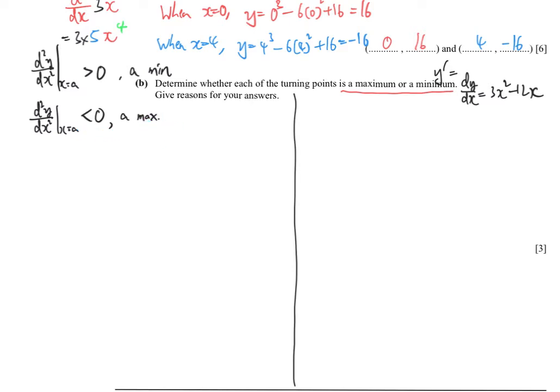Or you can use this one. But anyway, you need to have the second derivative first. So let's start from the second derivative. We just did the first derivative, so now we differentiate again to get the second derivative.